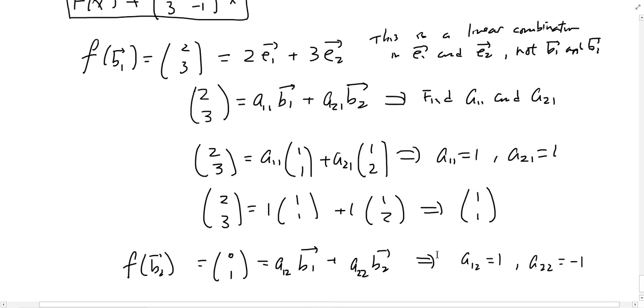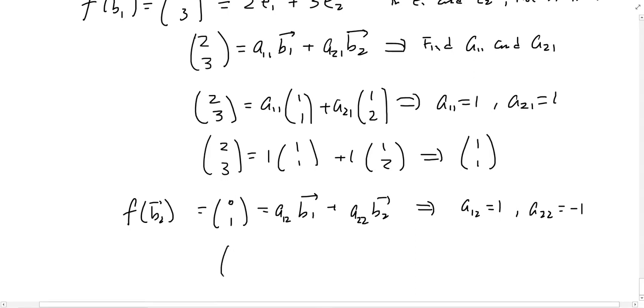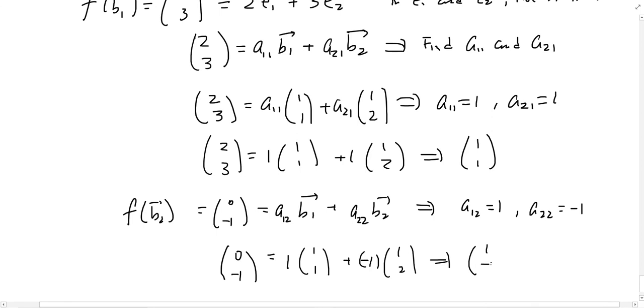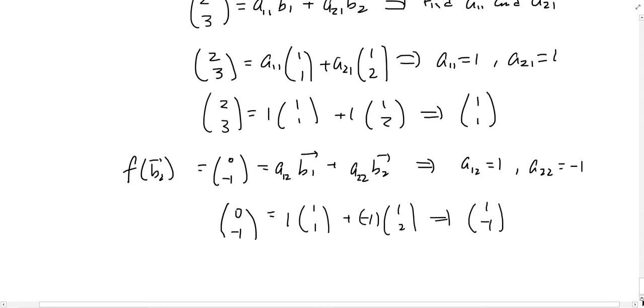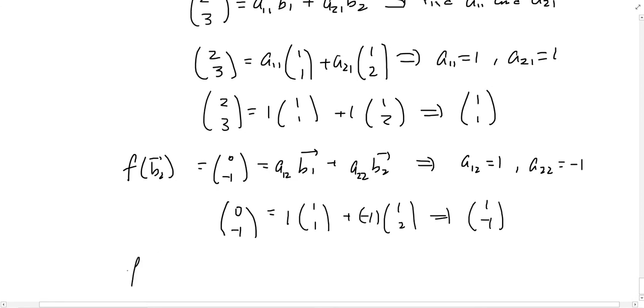What does that tell me? The vector (0, negative 1), the output of f of B2, is equal to 1 times (1, 1) plus negative 1 times (1, 2). Therefore, it forms the coordinate vector (1, negative 1). And so now I have the correct function. The function f of vector x actually turned into this capital function F of the coordinate vector of x, and that is equal to the matrix (1, 1), (1, negative 1) times the coordinate vector x.